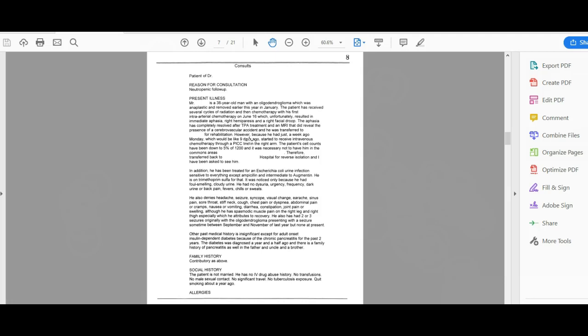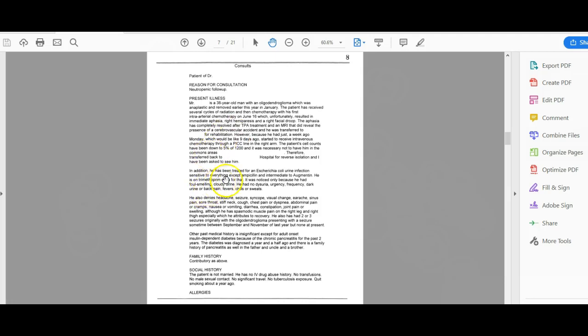However, because he had just a week ago Monday, which would be like 9 days ago, started to receive intravenous chemotherapy through a PICC line in the right arm, the patient's cell counts have now been down to 5% of 1200, and it was necessary not to have him in the common areas. Therefore, he was transferred back to the other hospital for reverse isolation, and I have been asked to see him.